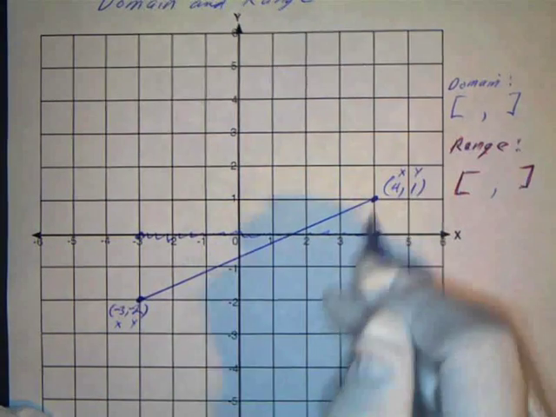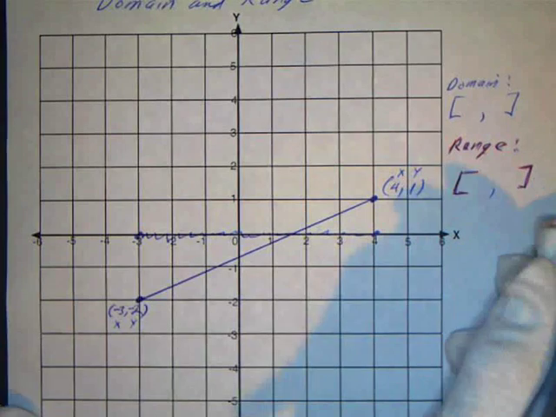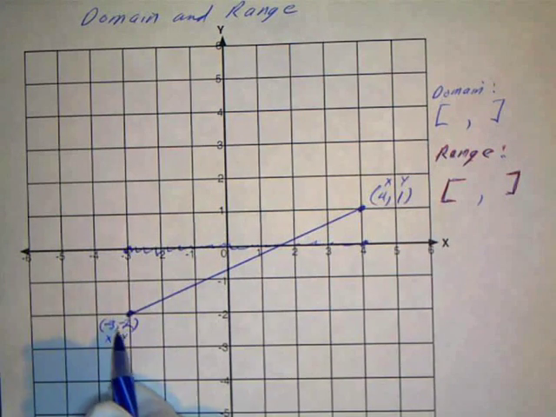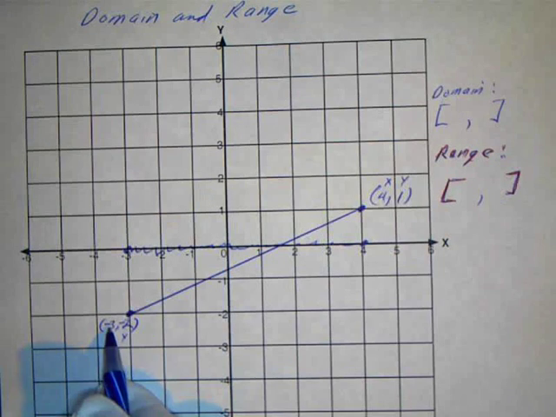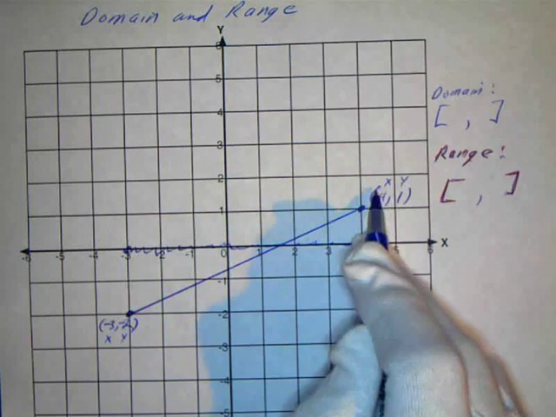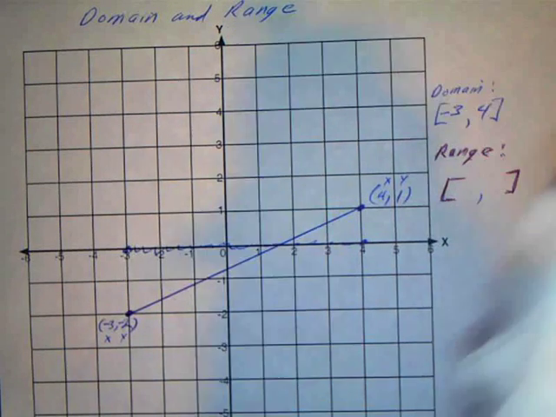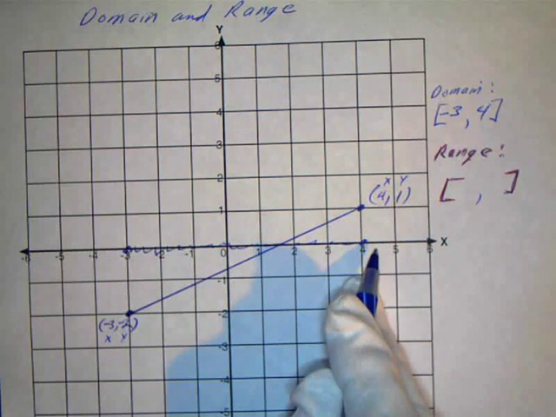So I would have brackets there. If there was an open circle, then I would have parentheses. So my domain is going from x equals -3 to x equals 4. So that's all it is. -3 to 4. And that's the domain, or all the x values.